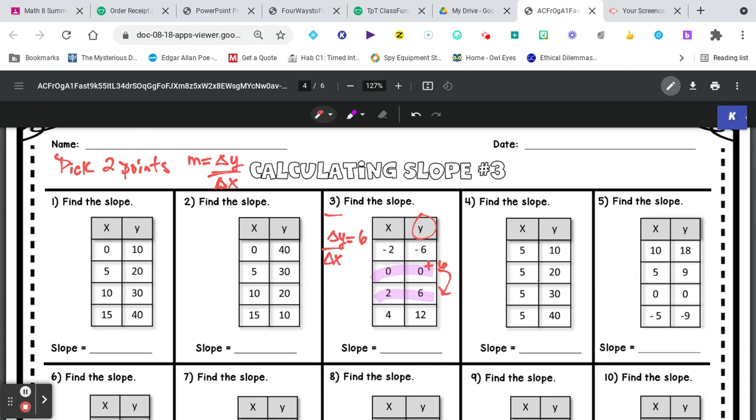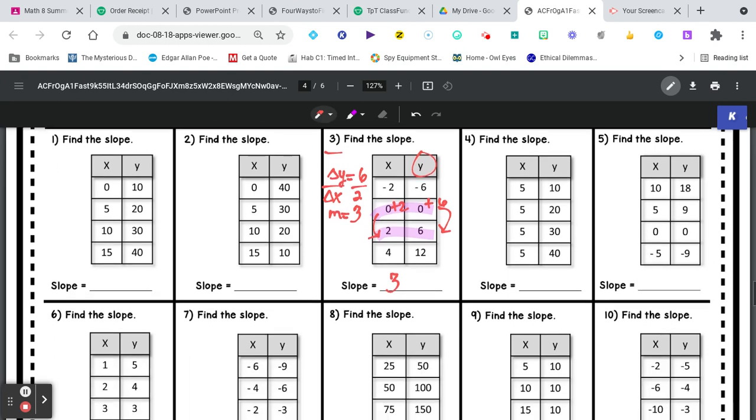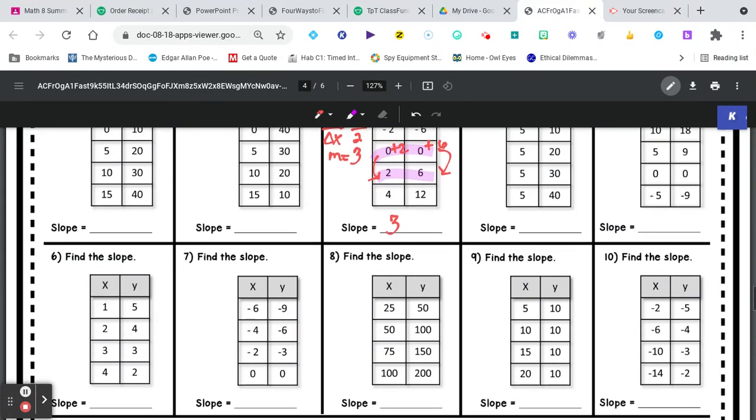Now I just need to calculate the change of x. What are you doing from 0 to get to 2? Well, you add 2. And then simplify. So we end up with a slope of 3. That's all you do. All right, I'm going to skip around. Let's look at number 7.